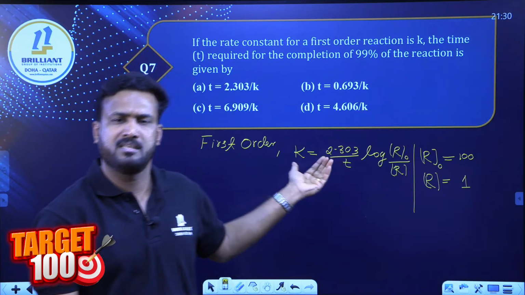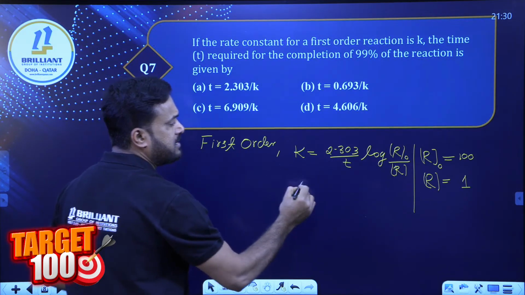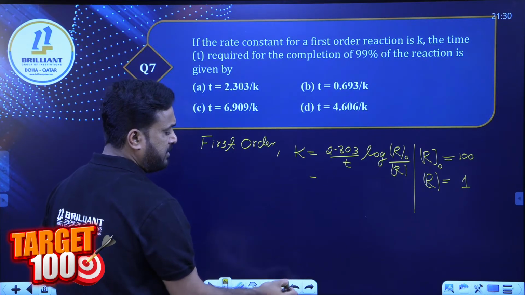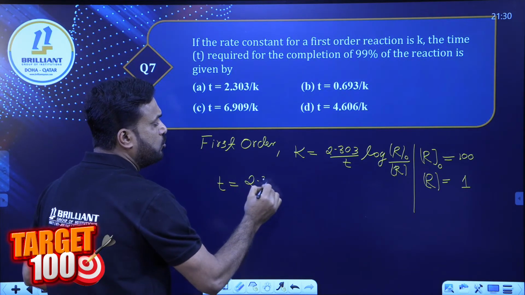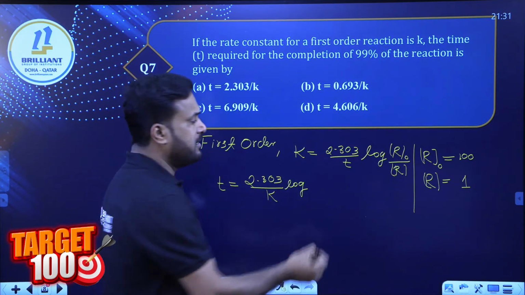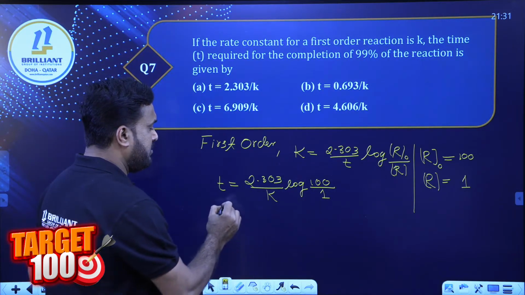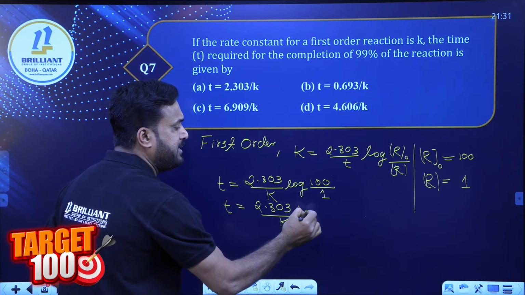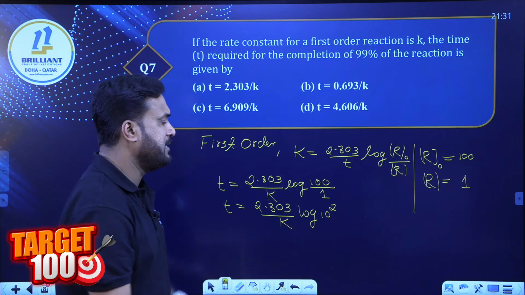That value we need to substitute, and it's an easy numerical, the value can be easily solved. So here they're asking for the time, so if you rearrange this equation, k will come down. So t is equal to 2.303 divided by k log, what is the initial value? Initial value is log 100 divided by 1, isn't it? So t is equal to 2.303 divided by k, log 100. Log 100 can be taken as log 10 power 2.